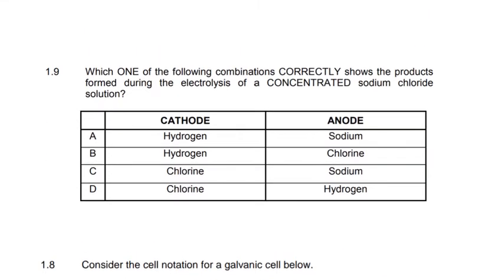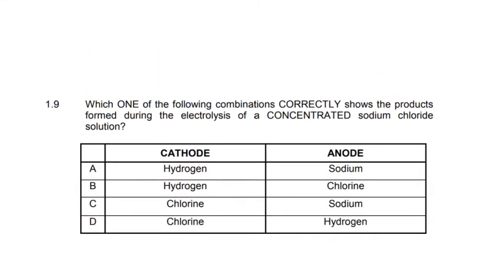Right, question 1.9 from November 2017. It says, which one of the following combinations correctly shows the products formed during the electrolysis of a concentrated sodium chloride solution? Okay, so let's just write a few things down here. Sodium chloride. So we want to find out which ones are the products. Again, this is going to be a theory question.